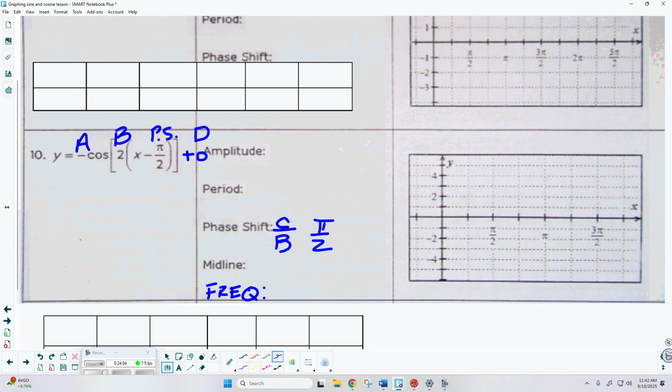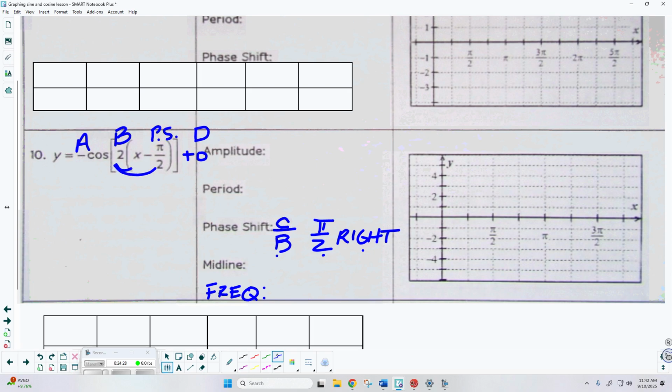Wait, it says minus. Why is it right? When you add or subtract to x, you take the opposite. So this is going to go to the right. Now, you don't have to give me that little expression, the little formula, but you do have to tell me how far we're shifting and in what direction.